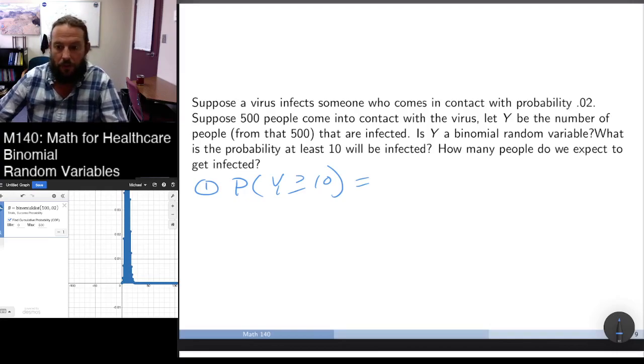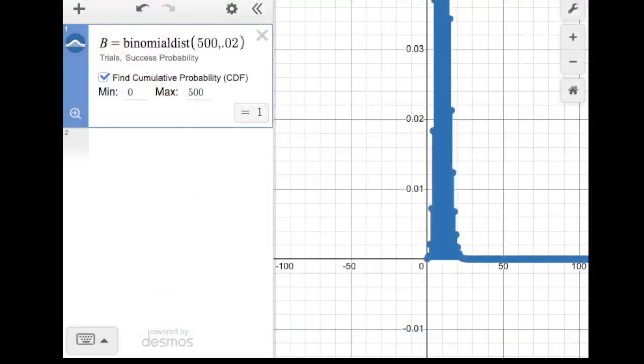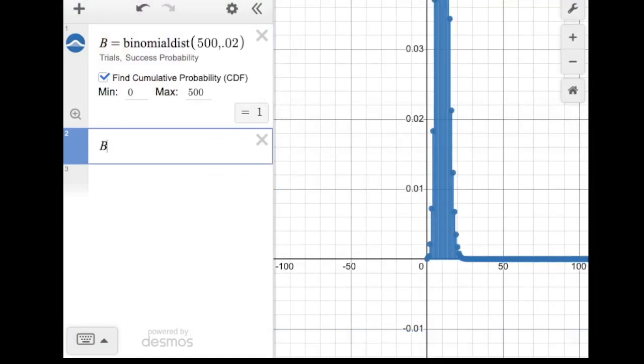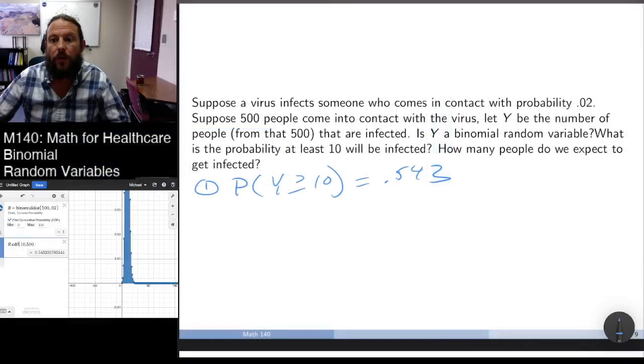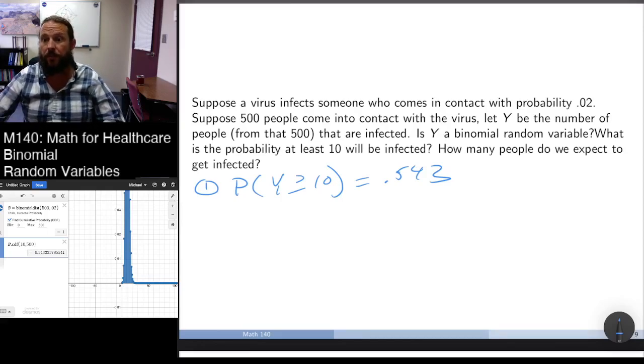And we could go to Desmos here, and we do our binomial, and here it says CDF. We want greater than or equal to 10, so 10 to 500. Notice it's only, surprisingly, about 54%. That's greater than or equal to 10 is only 54%, even out of the 500 people.